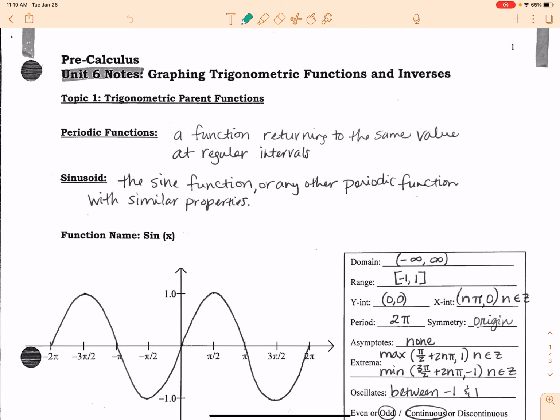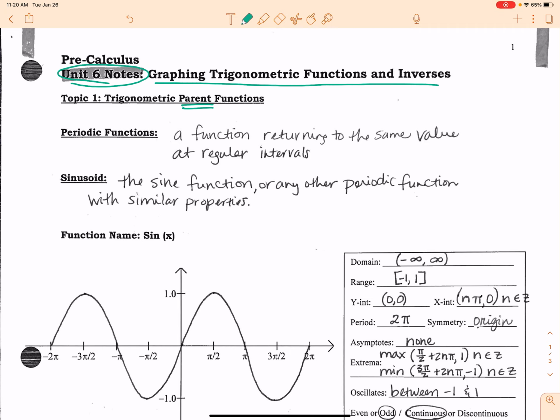Hello, pre-cal babies. We are officially in Unit 6, and that means we're going to be talking about graphing trigonometric functions and their inverses. So we're starting this kind of like we did with our parent functions at the very beginning of the year. So we're going to talk about our trig parent functions, and then of course we're going to move away from talking about the parent function and then begin talking about how to transform them, etc., etc.